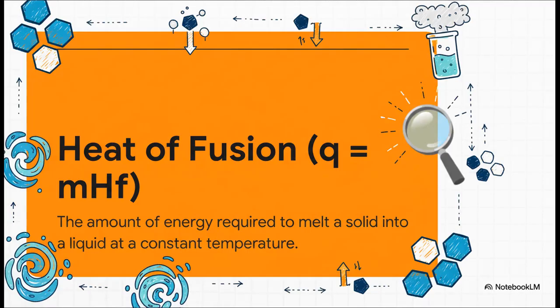So that first flat part on our map, that's the price of melting. Scientists have a name for it, the heat of fusion. It's the exact amount of energy you have to pay to turn a chunk of solid ice into liquid water.